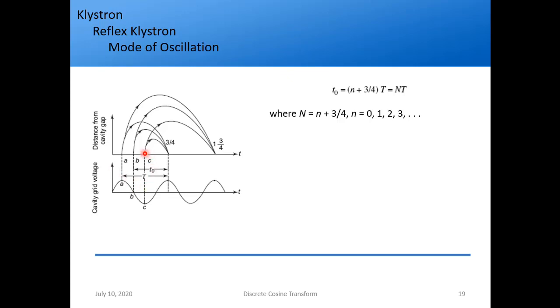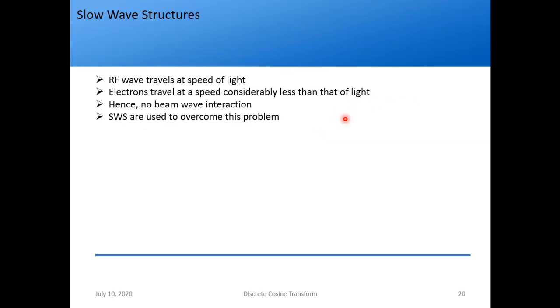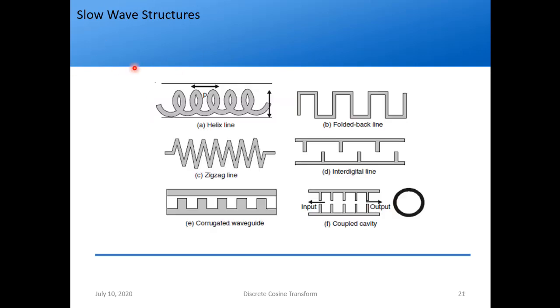So this is corresponding to 3/4 mode, and this is corresponding to 1/3/4 mode. So this is T0 equal to n plus 3/4 times T, which is nT, where n is n plus 3/4. So then we studied slow wave structures, which are mainly used in M-type devices.